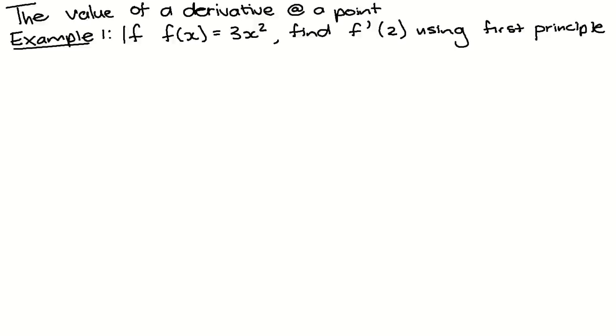So let's look at the value of a derivative at a point using first principles. They've given us an example. If f(x) is equal to 3x squared, find the derivative of f(x) if x is equal to 2 using first principle. Now there are two methods to do this. No matter which method you choose, whenever you're using first principle, you have to define two things.